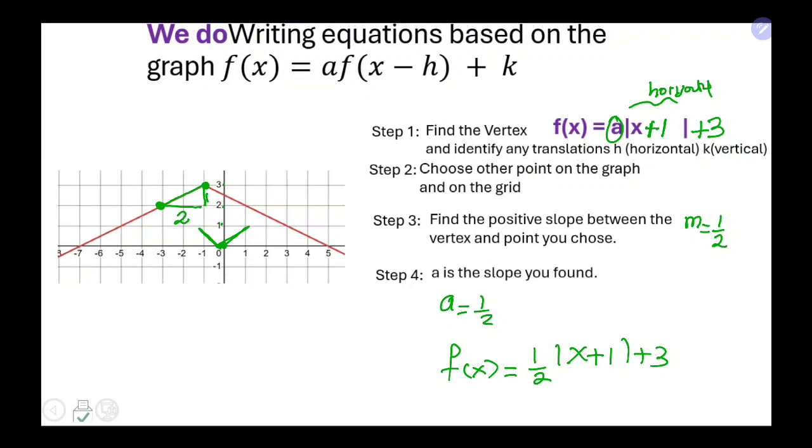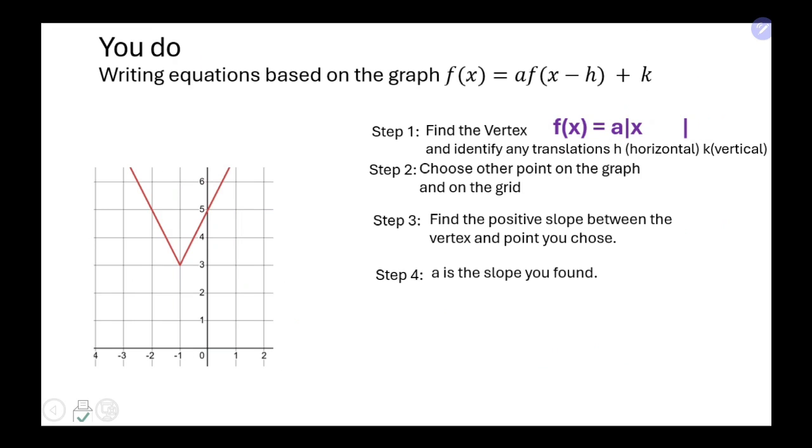Now, I forgot, is there a reflection? Remember, if the graph reflects over x, it's negative, and this graph is reflecting over x. So this is -1/2 because of the reflection. Okay, now let's do the next one. This is you do. You will do that one.